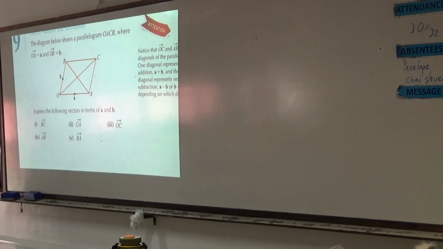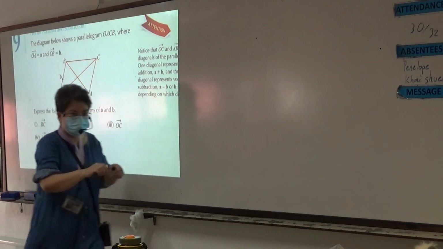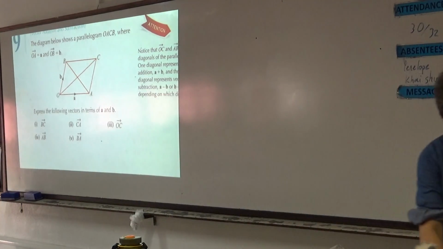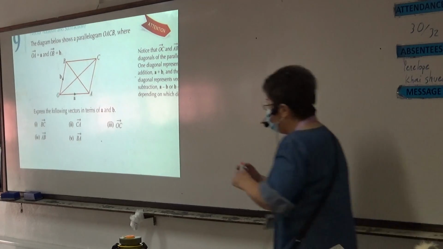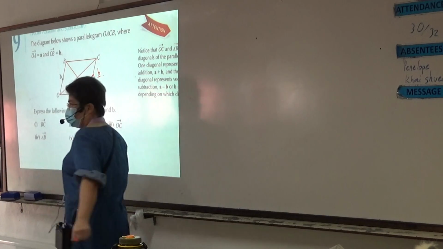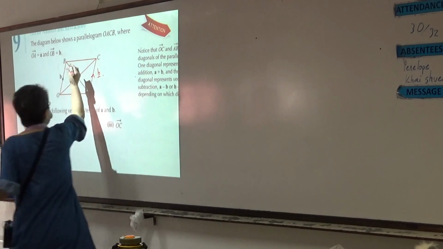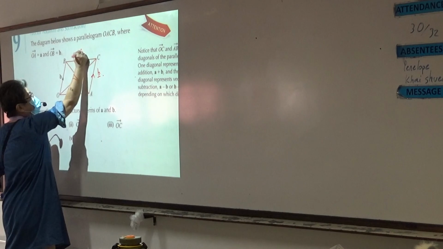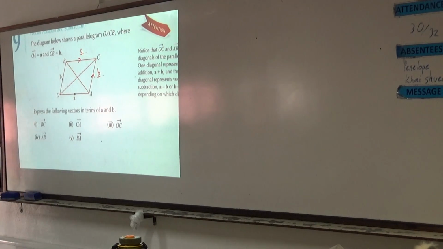The diagram below shows a parallelogram OACB, where OA is A and OB is B. Now, when you are given this, let me use another color. If not, students will get confused. Do you agree that CA is also B? And BC is also what? A, right? Can you write that down in your text?